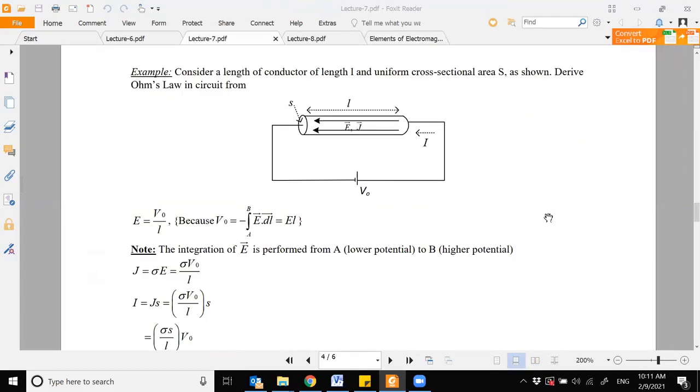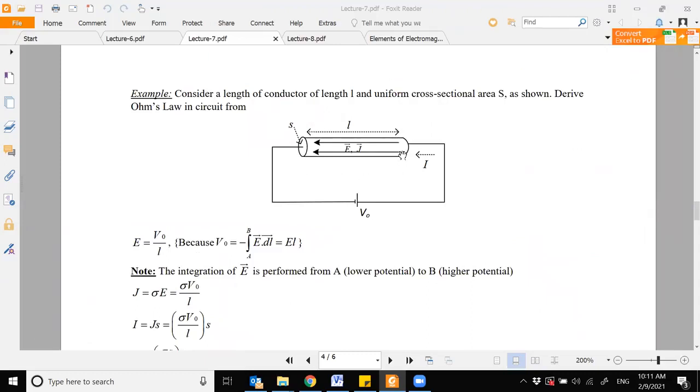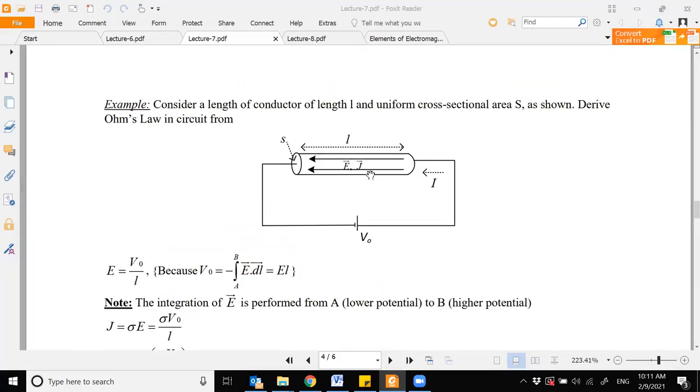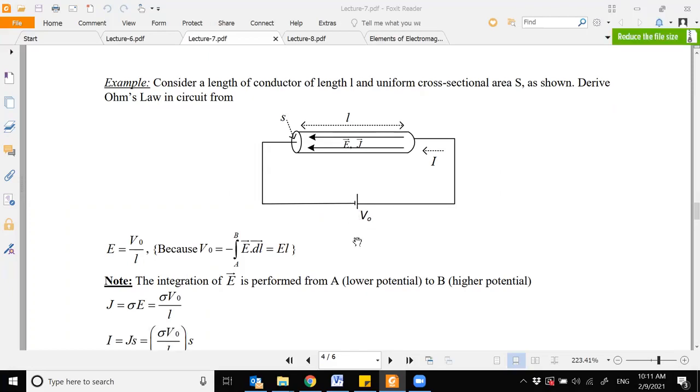The example is saying that you have a conductor, and this conductor is of length L. Okay, so let me make it bigger. It's of length L, and it has a uniform cross-sectional area S. Derive Ohm's law in circuit form. So now we have to derive Ohm's law in circuit form because this conductor is connected to a voltage source V0.